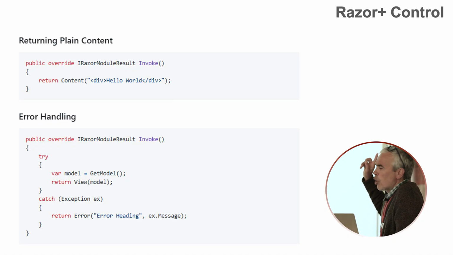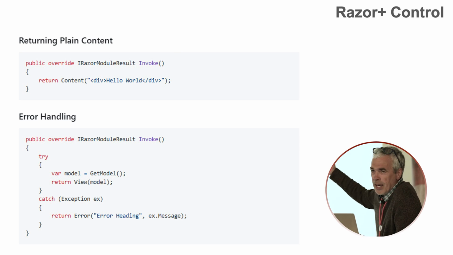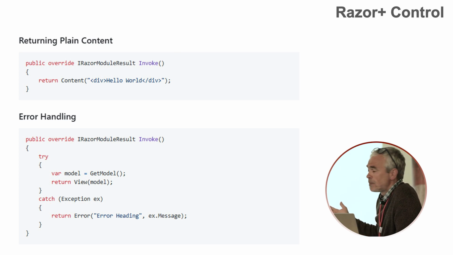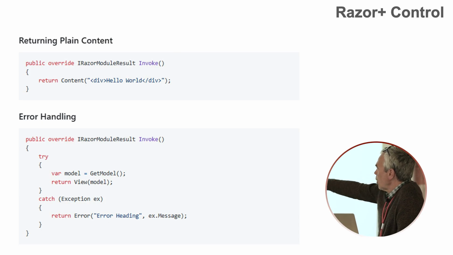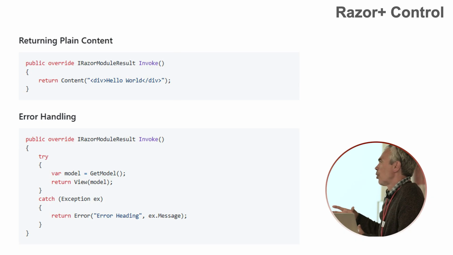In addition to returning a view, a module control can return other things. The first one is content, which is just raw HTML. So in that case, you don't need to have a Razor file. You can just return HTML, and that will be the content of your module. The second additional thing is for error handling. You can also return an error with a title and a message. In that case, the module renders just a red box with a title and a message.